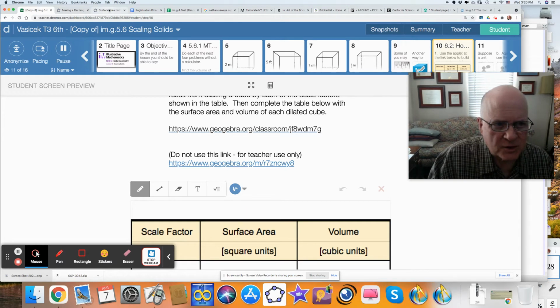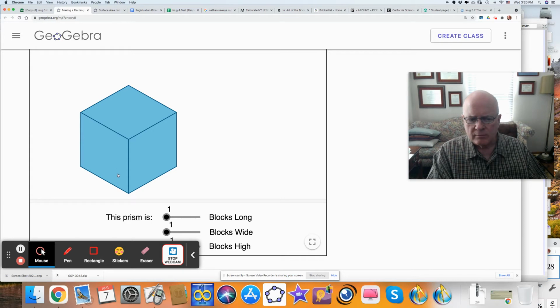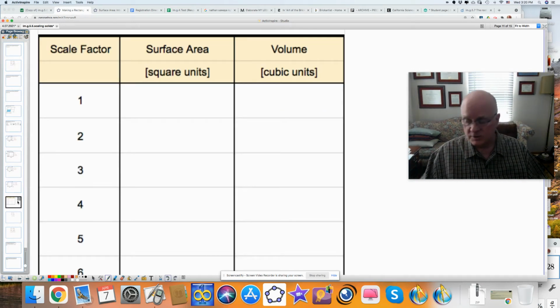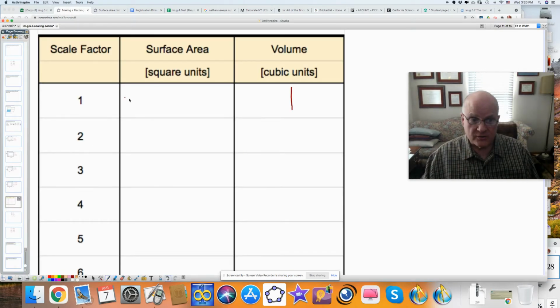So on the next page, I have a GeoGebra applet, this one. And notice I have a 1 by 1 by 1 cube. And my volume is 1 times 1 times 1, so it's 1. And the surface area of one of the faces is 1 times 1, which is 1. And how many faces are there? Well, there are 6 faces in a cube. So my surface area is 6 times 1, which is 6 units.